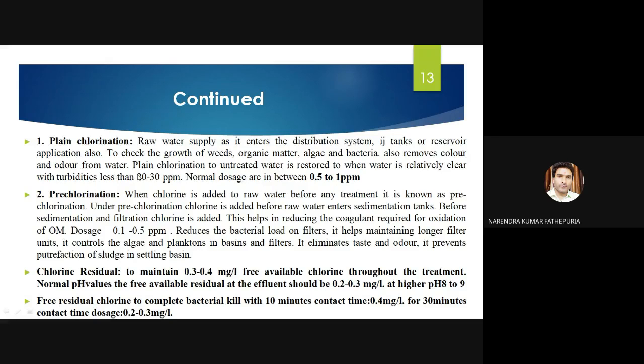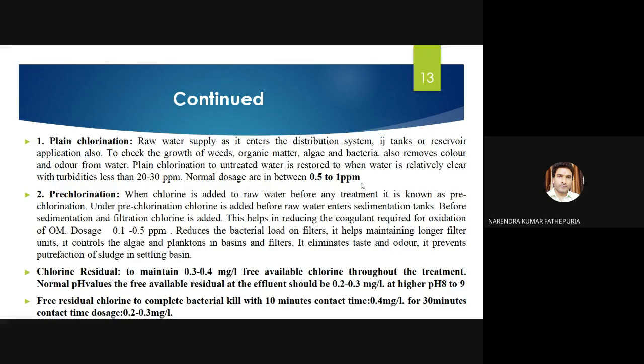It also removes color and odor from the water. Plain chlorination of untreated water is used when the water is relatively clear, with turbidity less than 20 to 30 ppm. Normal doses recommended for plain chlorination are 0.1 to 1 ppm.